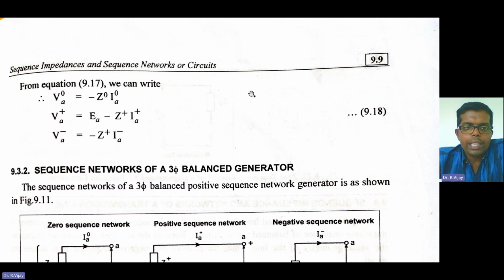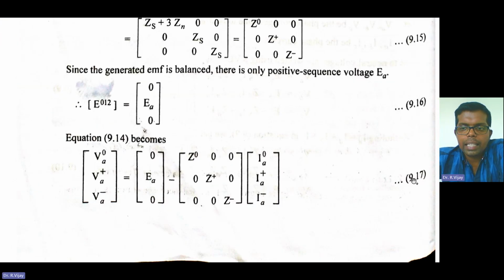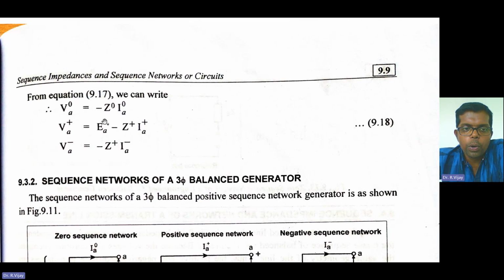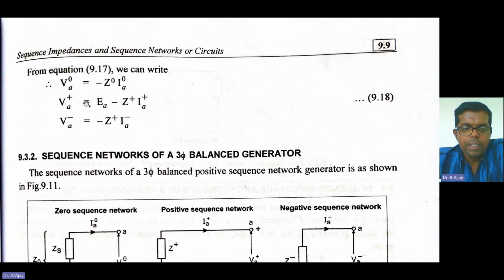This equation can be rewritten: if you multiply these two matrices and subtract this, you'll get VA naught. So VA naught is equal to minus Z naught into IA naught. Next, VA positive is equal to EA minus Z plus into IA positive. VA negative is equal to minus Z minus into IA negative.